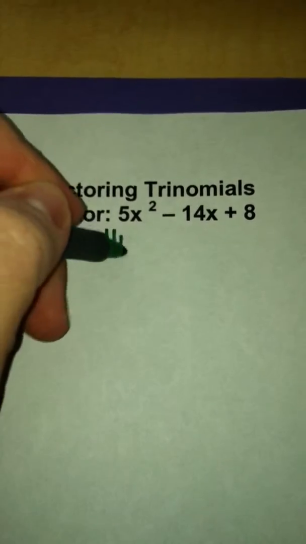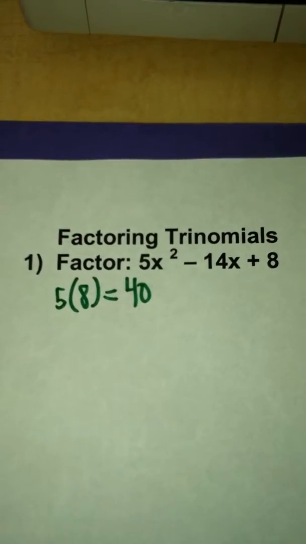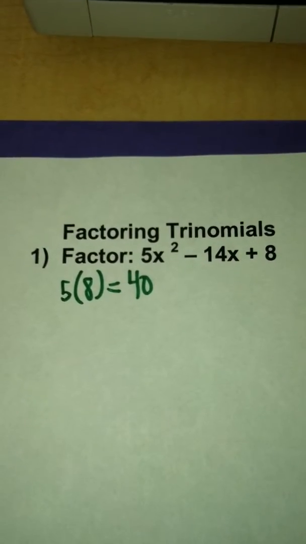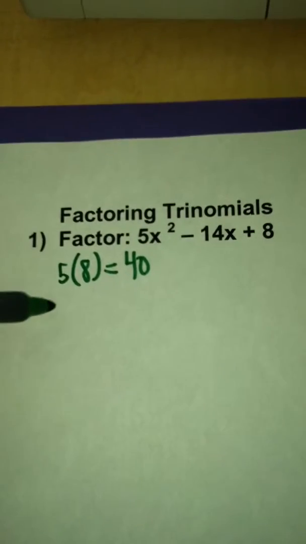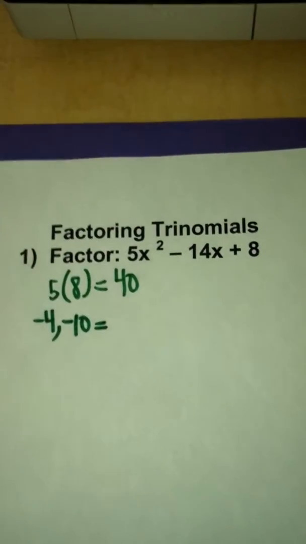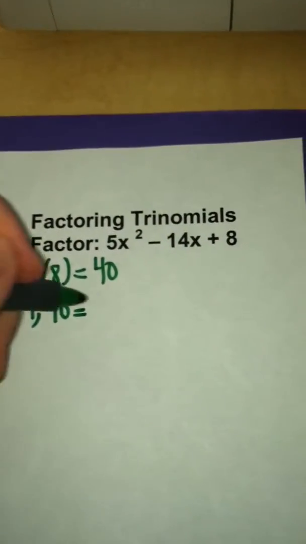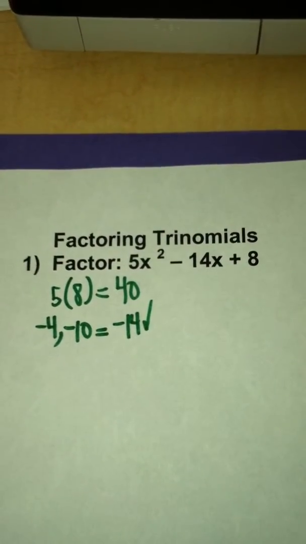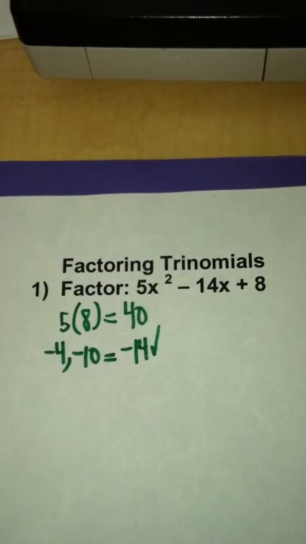Five times 8 will give us 40. At this point, ask yourself, what factors of 40 can you add or subtract to somehow get a negative 14 in the middle? Well, let's just try negative 4, negative 10. Negative 4 plus a negative 10 will indeed give us a negative 14. So we have the correct pair of factors.